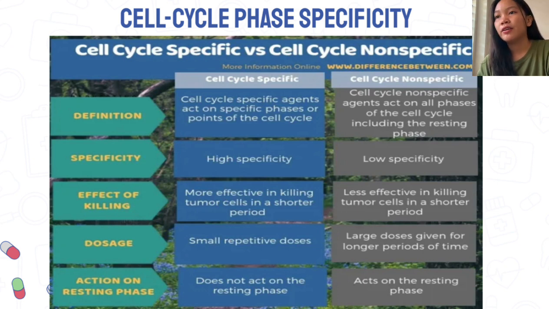The cell cycle specific is more effective in killing tumor cells in a shorter period. So it is easy for cell cycle specific agents to kill tumor cells in a very short period, while the cell cycle non-specific is less effective in killing tumor cells in a shorter period. For the dosage, cell cycle specific has small repetitive doses, while the cell cycle non-specific has large doses given for longer periods of time.